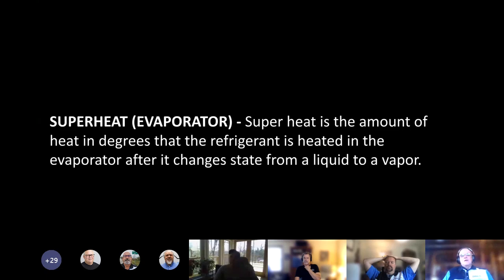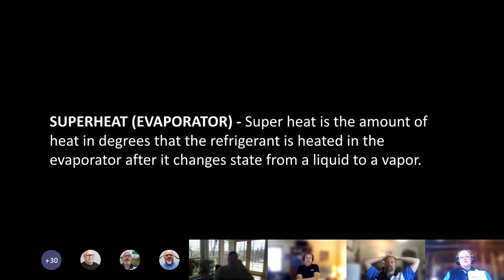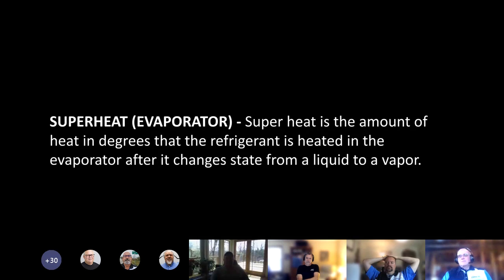On the evaporator, we're doing just the opposite. So superheat has to do with the evaporator, and superheat is the amount of heat in degrees that the refrigerant is heated in the evaporator after it changes from a liquid to a vapor. That's what's going on inside the evaporator, and in doing so, it boils, as we know, and we keep thinking in our minds of boiling as something to do with being hot.